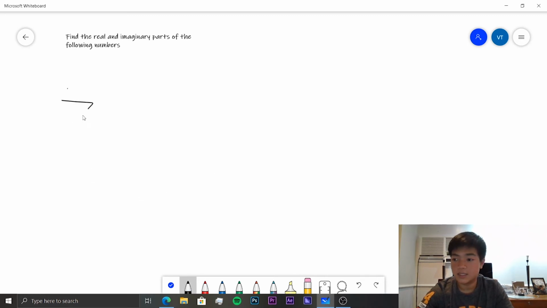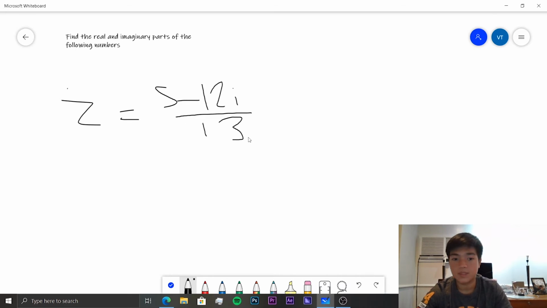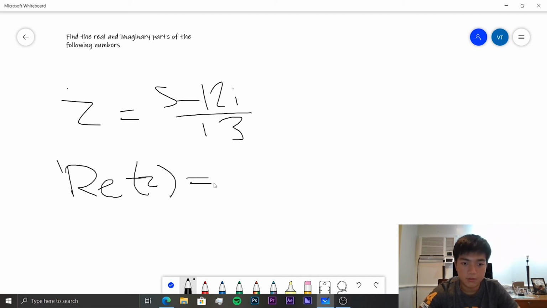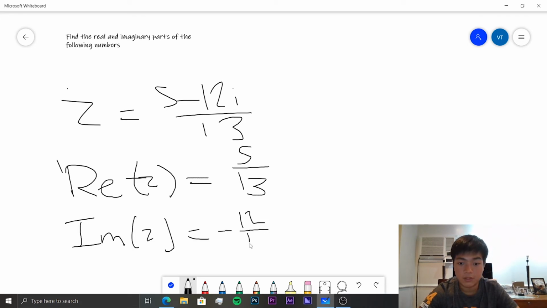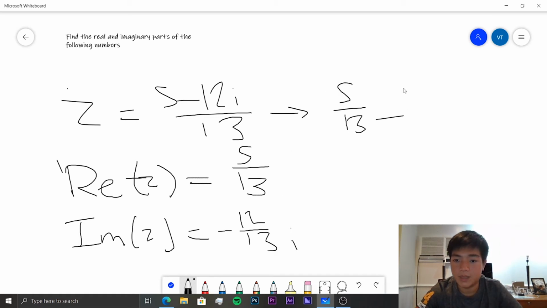So the next one is z is equal to (5 minus 12i) over 13. So, well, what's the real part? The real part would be equal to 5 over 13, since that's the real part of this number. And the imaginary part would be equal to negative 12 over 13 i, technically. This is because we can split this into 5 over 13 minus 12 over 13 i. So yeah, that was pretty simple.